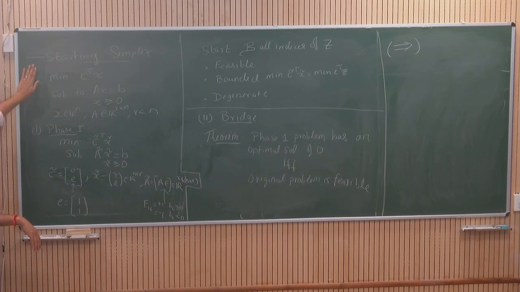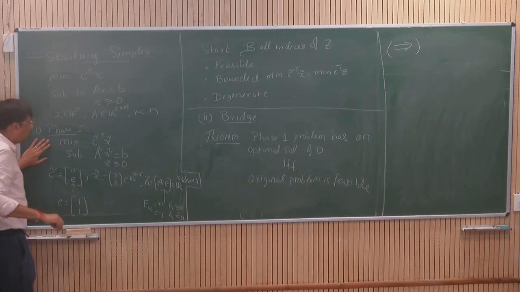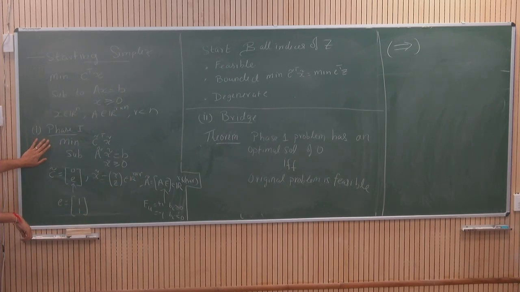So this is minimizing C transpose X, Ax equal to B. Instead of solving this, we end up solving this problem, which we call phase 1: minimize C tilde transpose X tilde, A tilde X tilde equal to B, X tilde greater than or equal to 0, where X tilde is X and Z. Z is an augmented variable of R dimensions. E is a vector of all ones. Capital E is a diagonal matrix with plus ones and minus ones on the diagonal, corresponding to the sign of the right hand side B.